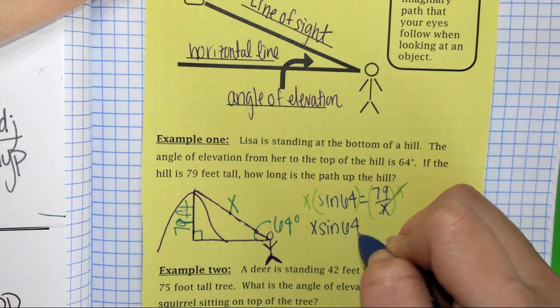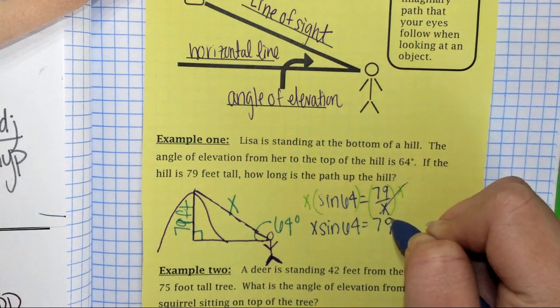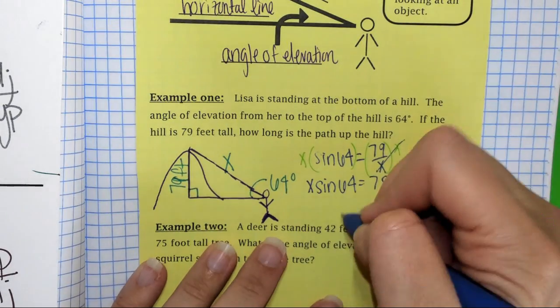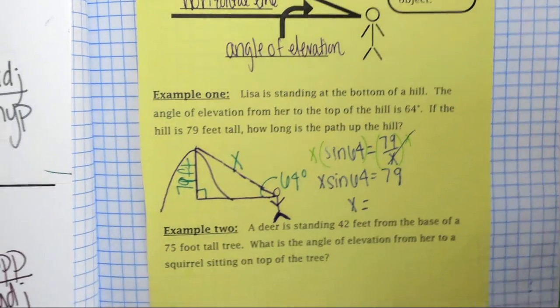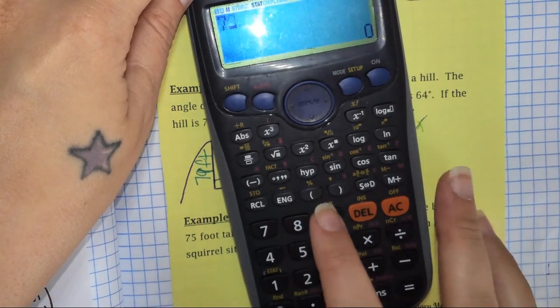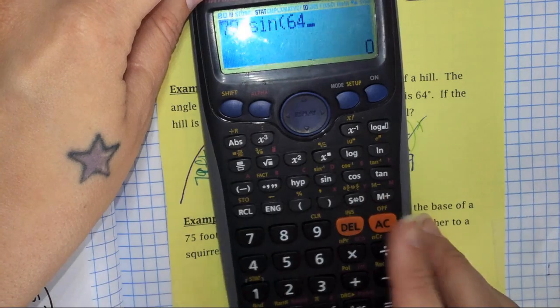X times the sine of 64 equals 79. And then what do we do? Divide by sine of 64. We put it in our calculator. You do 79 divided by the sine of 64.